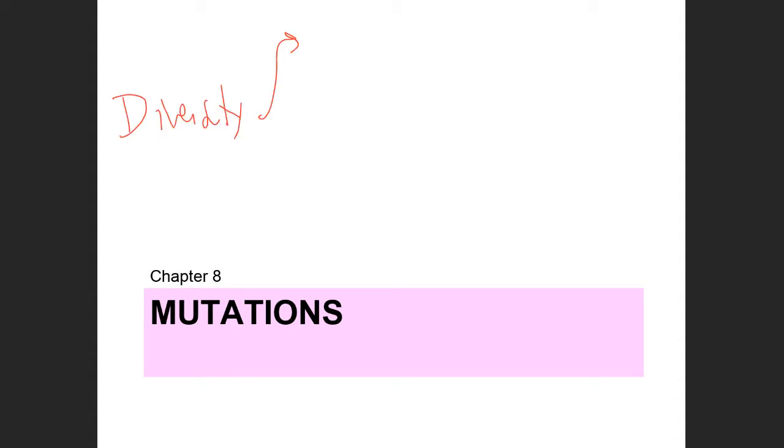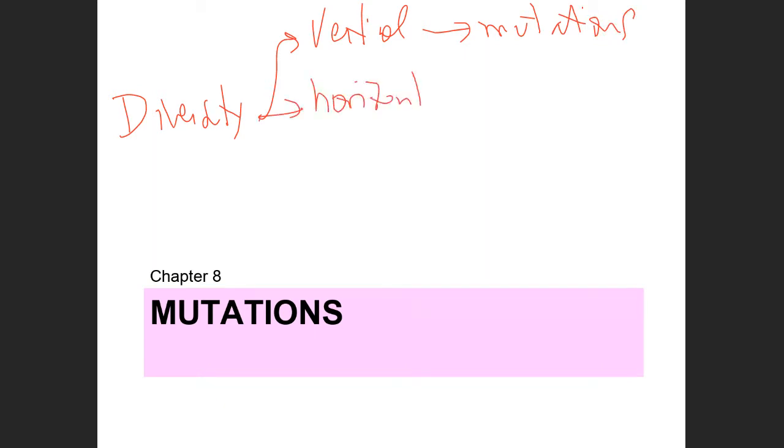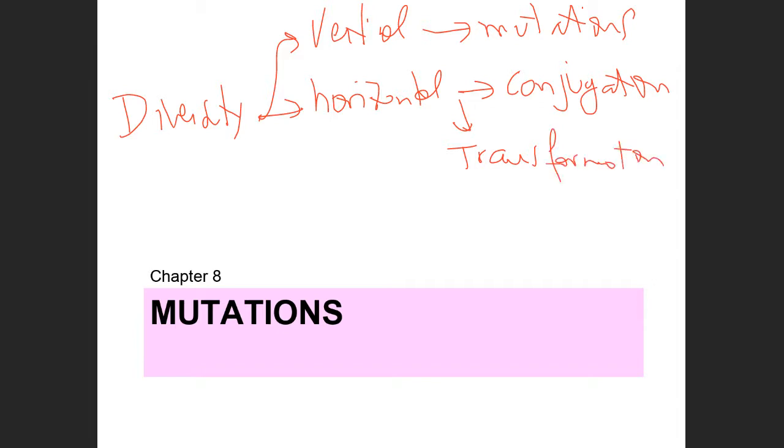Diversity has to do with vertical gene transfer, and that would be mutations. I might as well put all the possibilities here. The other one is called horizontal, and this one has three mechanisms: conjugation, transformation, and transduction.